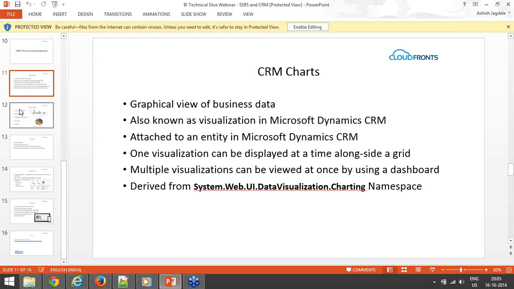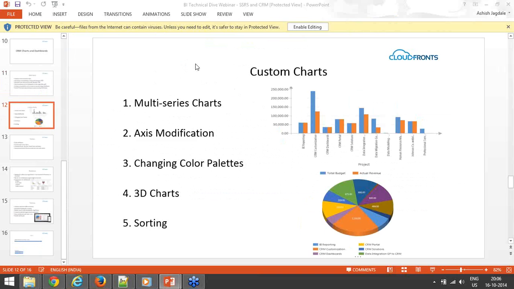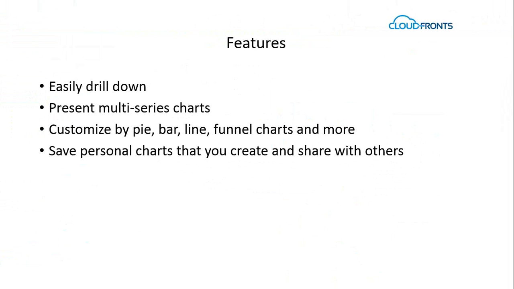Okay, so what we have seen till now is CRM charts and their modifications. We have seen a multi-series chart, that is 2 different series combined into a single chart. Then we have seen the axis modification, like we have changed the labels, we have changed the title, we have played with some colors, then we have changed the color palettes, and then we have created some 3D charts, 3D pie chart, donut chart, column chart, and so on. And we have seen the sorting, how we can sort the charts. Alright. So a quick recap. With the help of these CRM charts, we can drill down, we can present a multi-series chart, and we can customize, and we can save and share those charts.